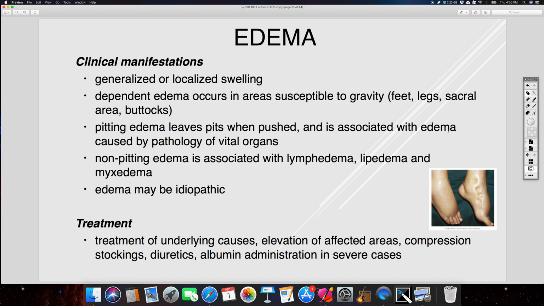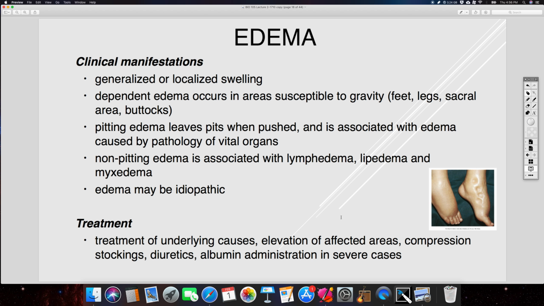So the clinical manifestations of edema: generalized or localized swelling, and dependent edema. You see this in areas that are susceptible to gravity, depending on your position. So obviously the legs and feet if you are upright, or the sacral area if you are supine. Pitting edema, you see this more so with diseases of vital organs.